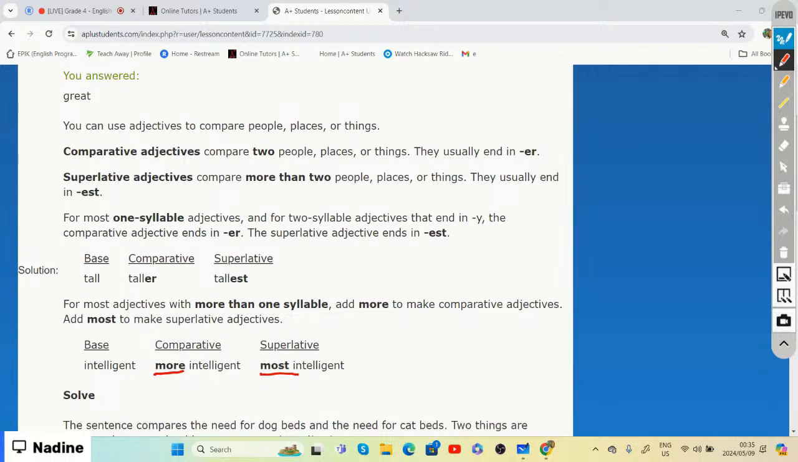So this is how we show a comparative adjective, by adding more if there are two or more syllables. And for a superlative adjective, we add most to our adjective, if there are also two or more syllables. All right, do we understand before I continue?